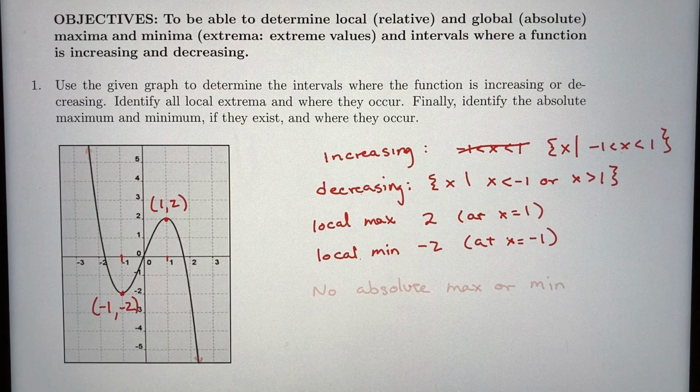Okay, what is an absolute max and min? If the curve, look at the next picture, there's absolute minimums. If the curve keeps going up forever, there's no absolute max. If the curve keeps going down forever, there's no absolute min. So we'll just say no absolute max or min on this graph.